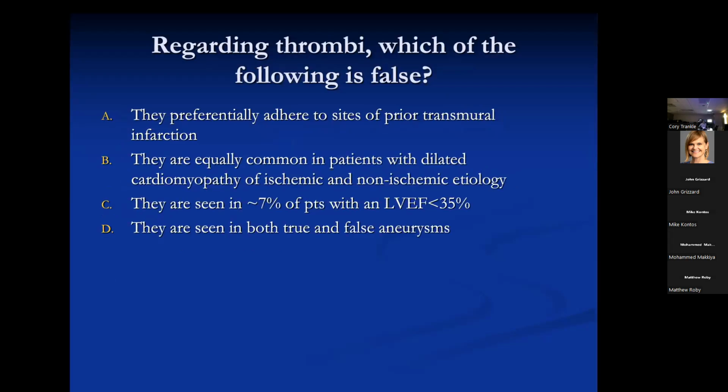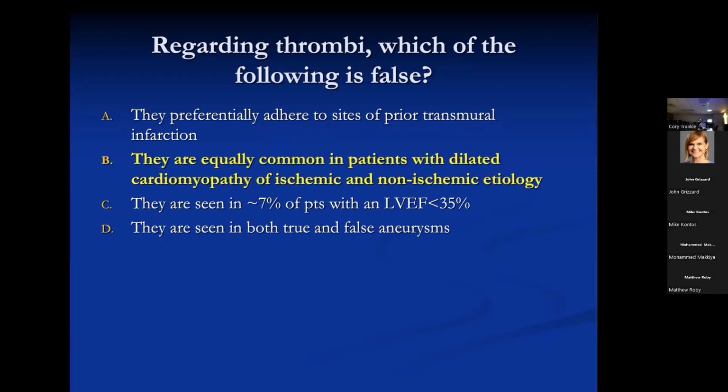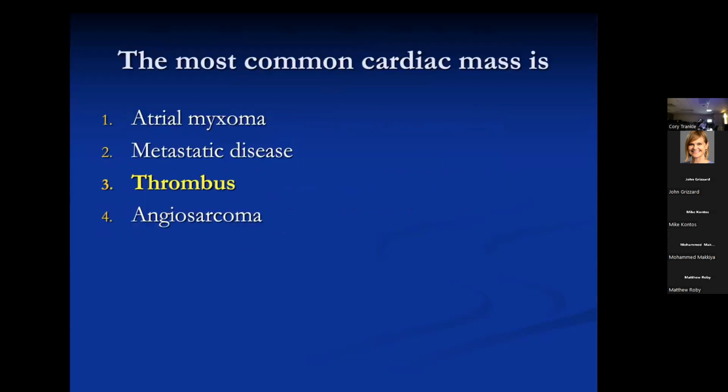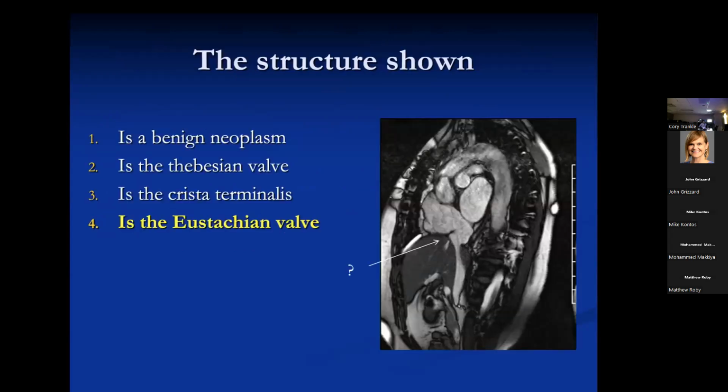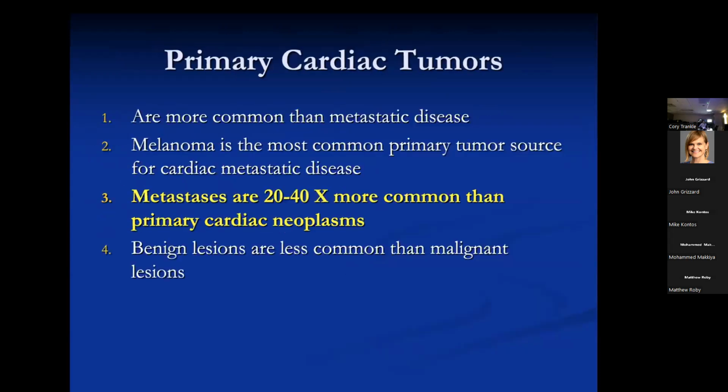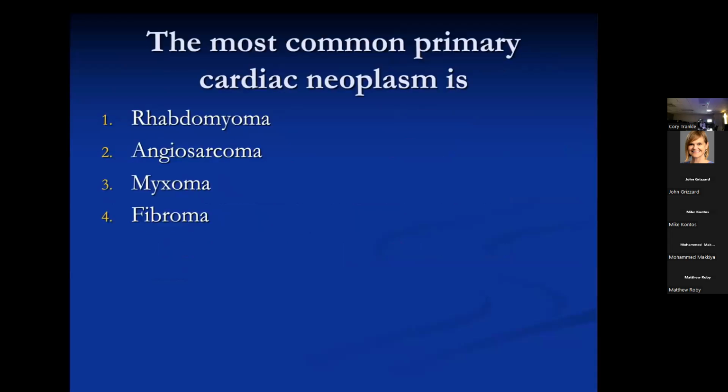Regarding thrombi, which is false. They adhere to sites of infarction. They're common in people with dilated, equally common, blah, blah, blah. This is false. They're way more common in ischemic cardiomyopathy patients than non-ischemic. Most common cardiac mass, this is from the beginning slide, is thrombus. That was the eustachian valve. METs are 20 to 40 times more common than primary tumors. Most common primary cardiac neoplasm is the myxoma.